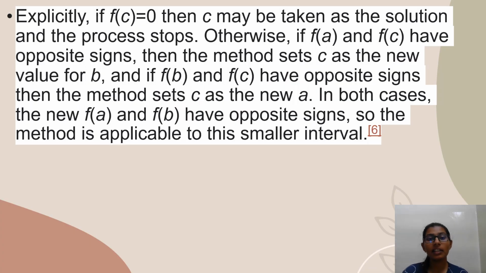If f of c is equal to 0, then c may be taken as the solution and the process stops. Otherwise, if f of a and f of c have opposite signs, then the method sets c as a new value for b, and if f of b and f of c have opposite signs, then the method sets c as a new a. In both cases, the new f of a and f of b have opposite signs, so the method is applicable to this smaller interval.